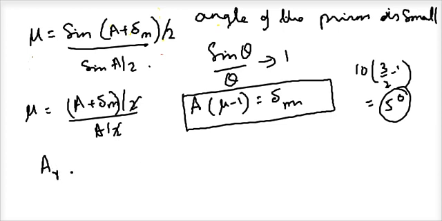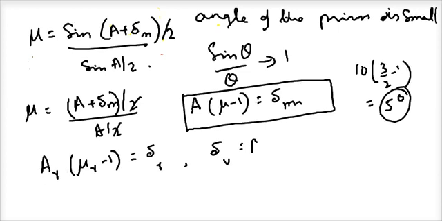So red light will have A into (mu r minus 1) as its deviation. This is the deviation of red. Now the deviation of violet will be, A is the same, whether it is red light or whatever light, A will be the same. So it is not correct for me to say A r. So A into (mu r minus 1). Similarly, the deviation for violet will be A into (mu violet minus 1).